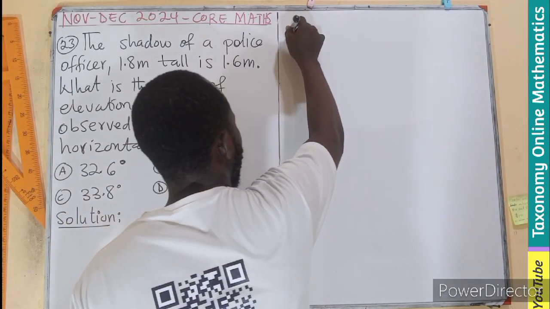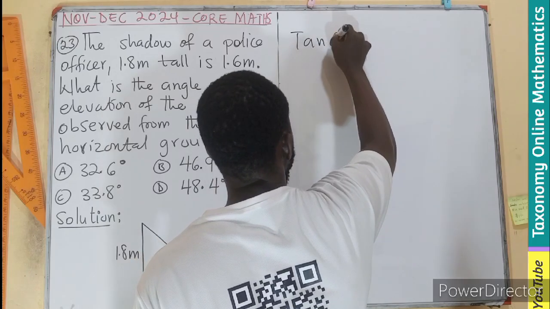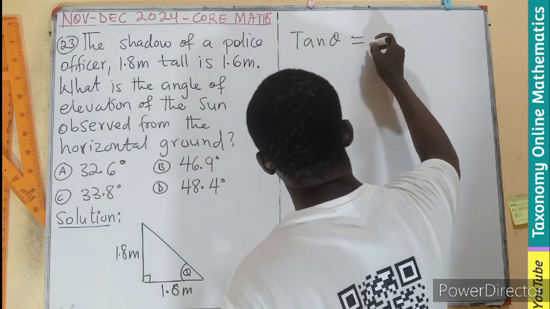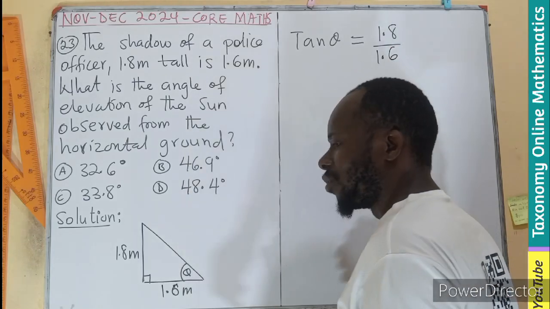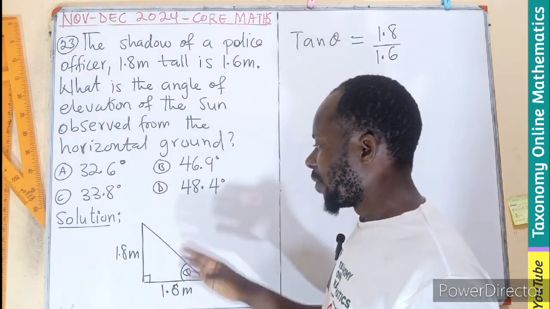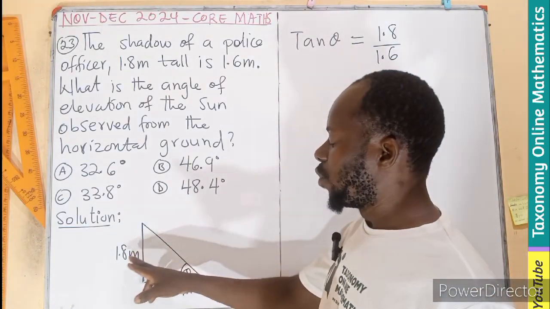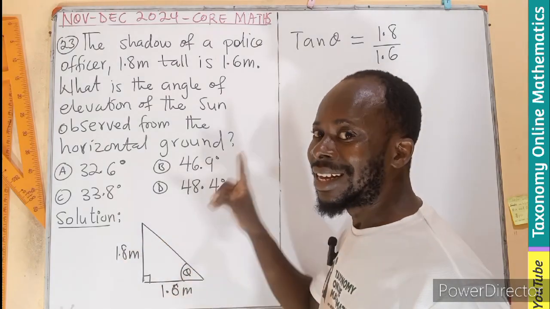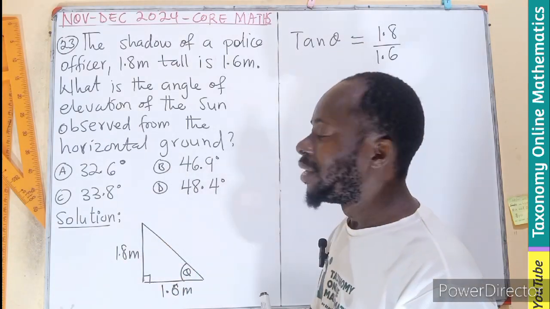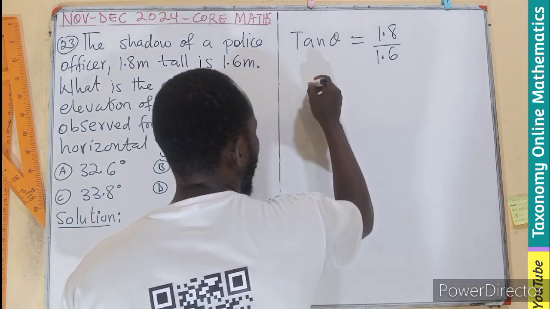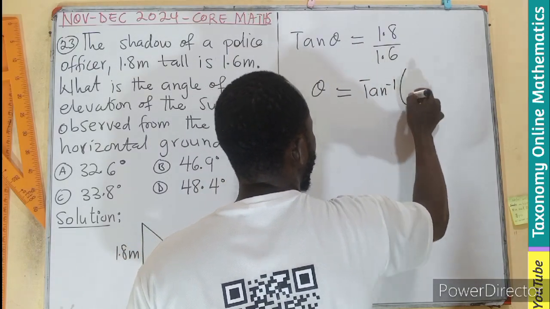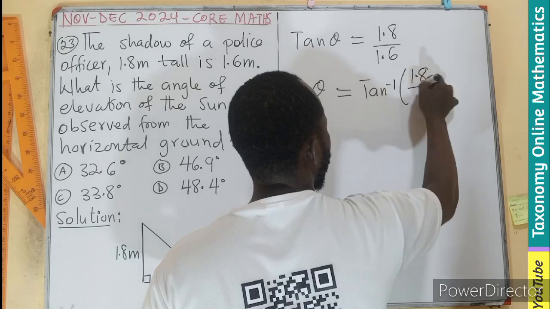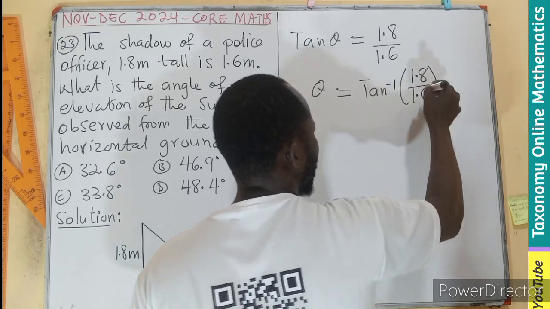So I'll just say that the tan of the angle equals the opposite divided by the adjacent. Remember the SOHCAHTOA that we did? Because we are making use of the opposite and the adjacent, tan will be the preferred trig ratio. But we are looking for theta. So theta equals the tan inverse of 1.8 divided by 1.6.